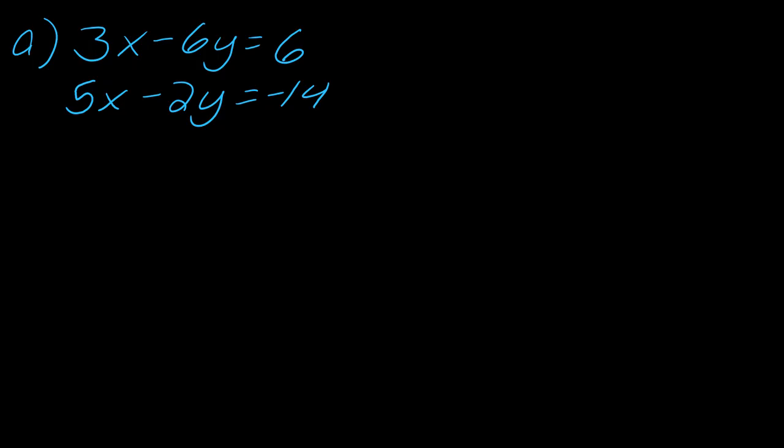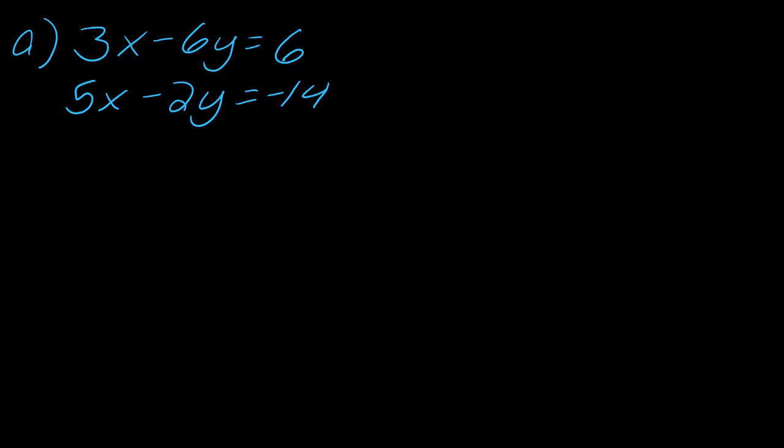So now we're going to move on to slightly more complicated examples. Starting with this next example, I've got 3x minus 6y equals 6 and 5x minus 2y equals negative 14. The thing I want you to notice here is that I can't just go in and do the elimination technique right now. I don't have anything that's going to nicely cancel out. So we're going to have to manipulate one of these equations so that we can still use elimination.